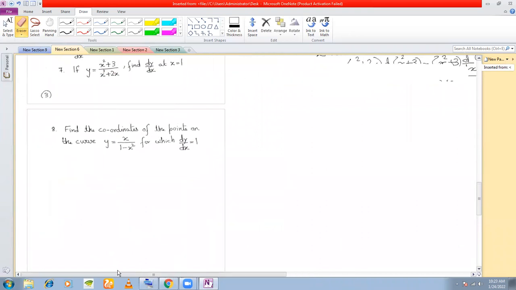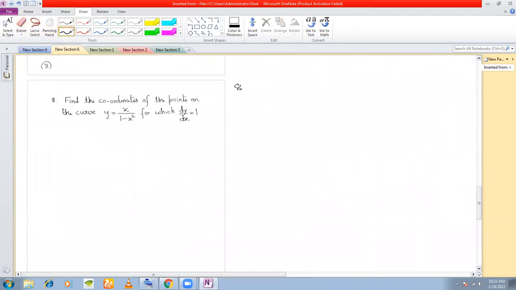Last question of this exercise, number 8. Question is, find the coordinates of the points on the curve y is equal to x by 1 minus x square for which dy dx is equal to 1. So given equation of the curve is y is equal to x by 1 minus x squared. You need to find all the points on the curve for which dy dx is equal to 1. That is, slope of the tangent at these points must be equal to 1. Okay. So let's first find out dy dx.